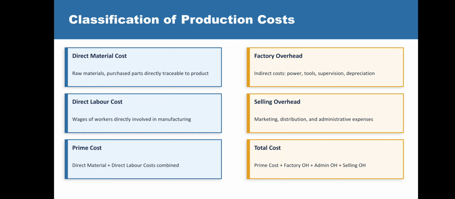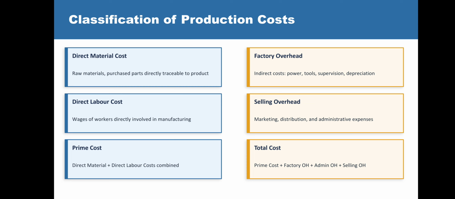Factory overhead means indirect cost, which includes power, tools, supervision, depreciation, etc. Selling overhead means marketing, distribution, and administrative expenses. The total cost means prime cost plus factory overhead plus administrative overhead plus selling overhead. That means total cost is equal to prime cost plus factory overhead plus administrative overhead plus selling overhead.